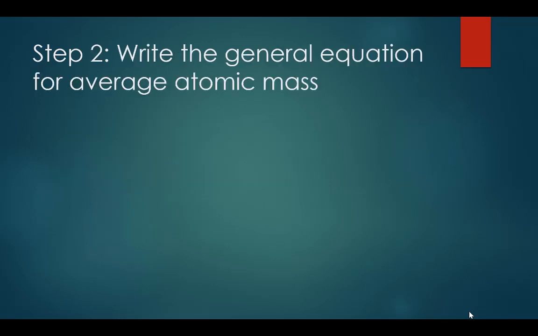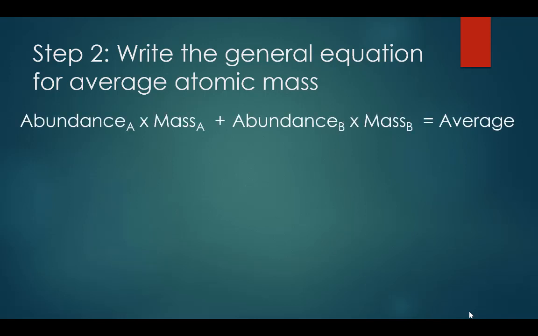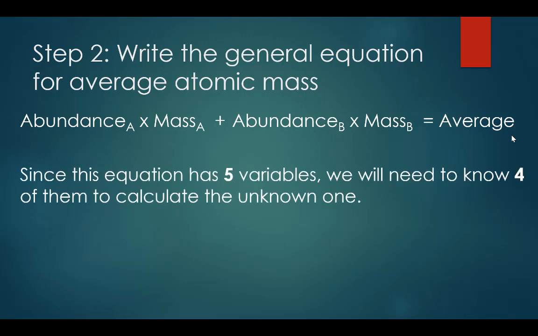Step 2 is to write out the general equation for average atomic mass. In this case, we know that if we take the abundance of isotope A and multiply it by the mass of the isotope A, and then we add the abundance of B times the mass of B, we'll get the average atomic mass. Now, this is going to be a little bit of a problem. Since this equation has 5 variables above, we are going to need to know 4 of them in order to calculate the unknown one. I'll show you a trick for that in just a second.